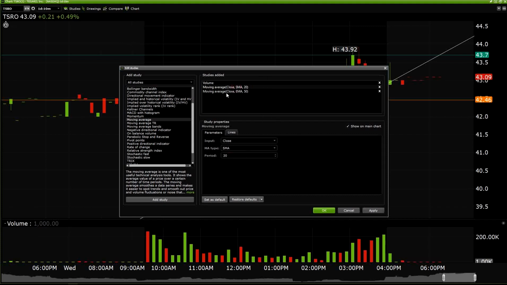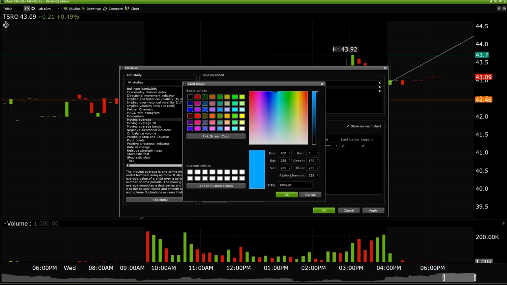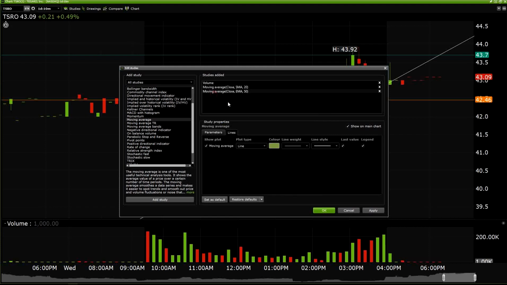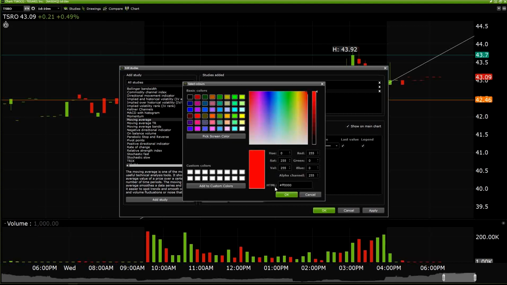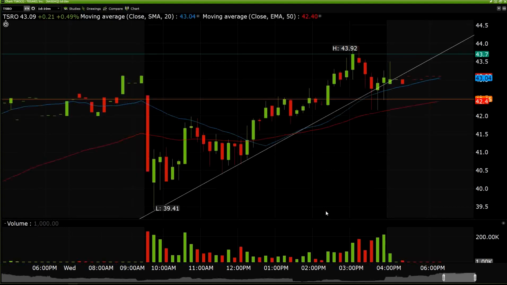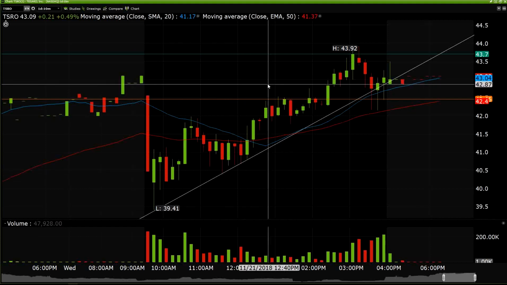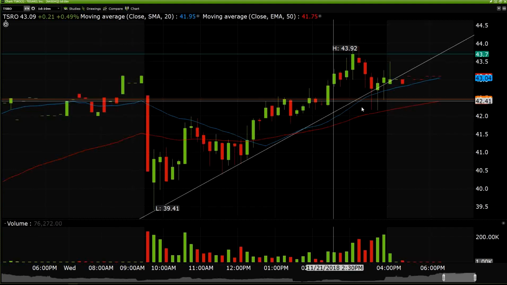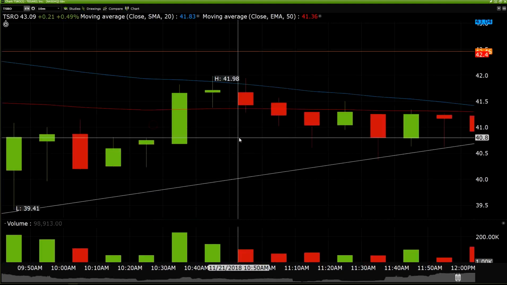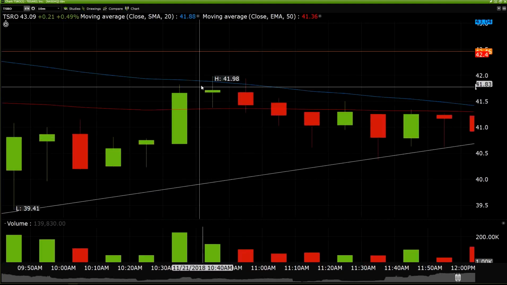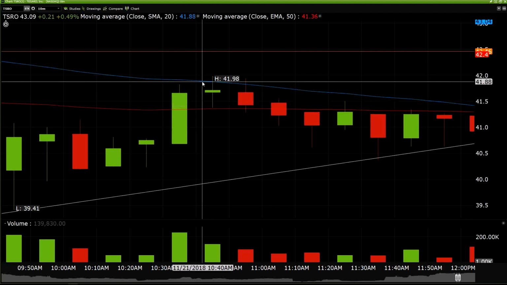And let's explain how they both work. We'll make the 20 SMA blue, and we'll make the 50 EMA red. So, simple moving averages, which in this case would be the 20 SMA, act as more of a general area of support and resistance. The way that moving averages work is when the price is below a moving average, like it is here, when the price is below that 20 SMA, this moving average will act as resistance.